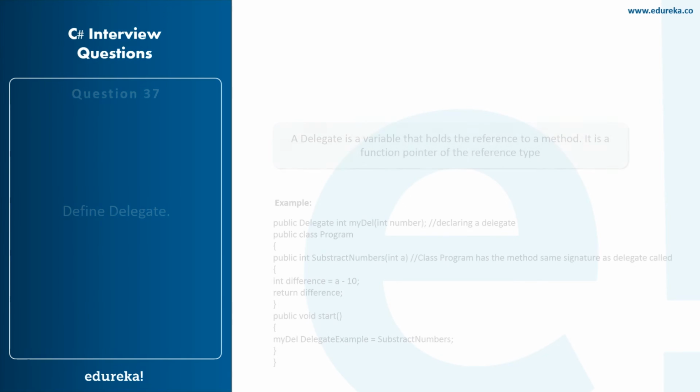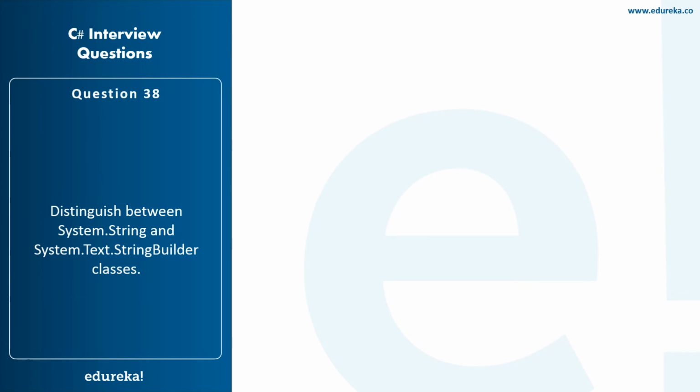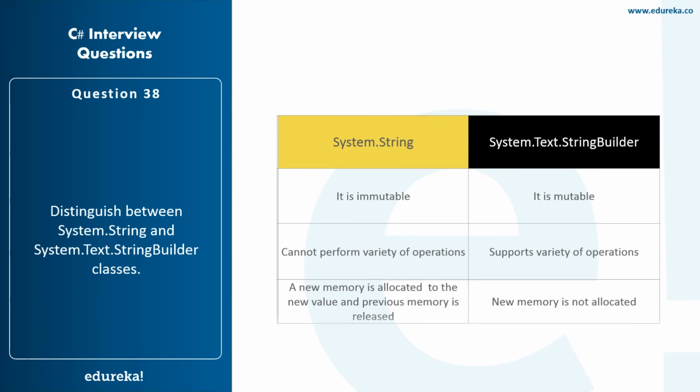All right, I'll move on to the next question. It says distinguish between System.String and System.Text.StringBuilder classes. There are a lot of differences when I talk about these two. The major difference is that System.String is immutable, and System.Text.StringBuilder is mutable. System.String can perform a variety of operations. Whenever you modify the value of a string variable, new memory is allocated to the new value and the previous memory allocation is released.